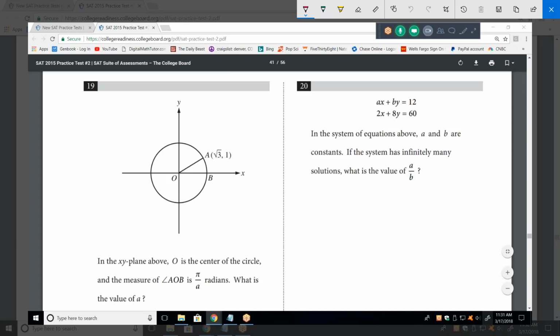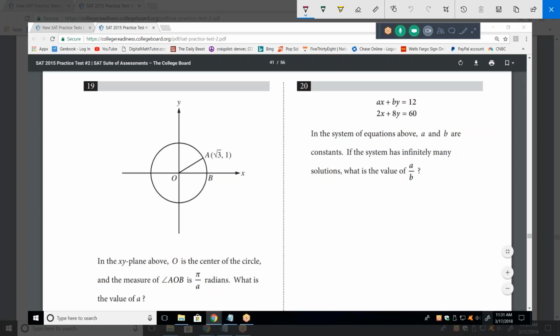Unfortunately, there's only 2 or 3 trig questions on the test, as opposed to the ACT that has 4. The difference is the trig questions on the ACT are always easy, very easy. The trig questions on the SAT, even though there's only 2 or 3 of them, they're hard. They're hard trig.